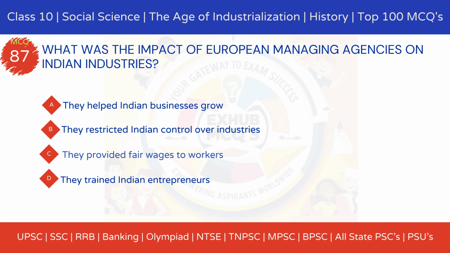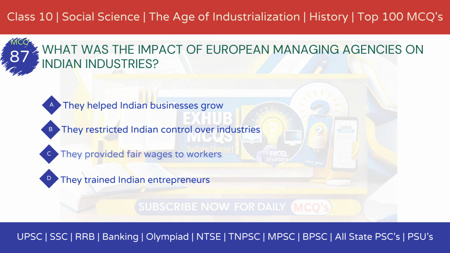MCQ 87. What was the impact of European managing agencies on Indian industries? Option A. They helped Indian businesses grow. Option B. They restricted Indian control over industries. Option C. They provided fair wages to workers. Option D. They trained Indian entrepreneurs.